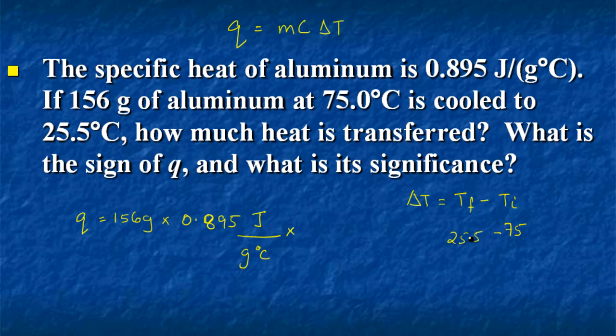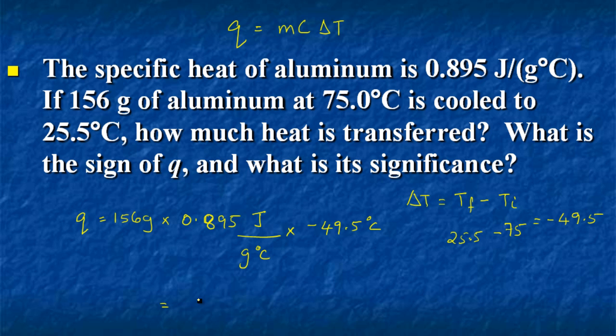Otherwise you will end up doing the wrong thing, that is, your delta T sign will be the opposite. If you just look at 75 to 25, you will just use the positive value, but is that the sign of delta T? No, delta T is T final minus T initial. So this will be negative 50, right? So now you put that number, negative 50 degrees Celsius.